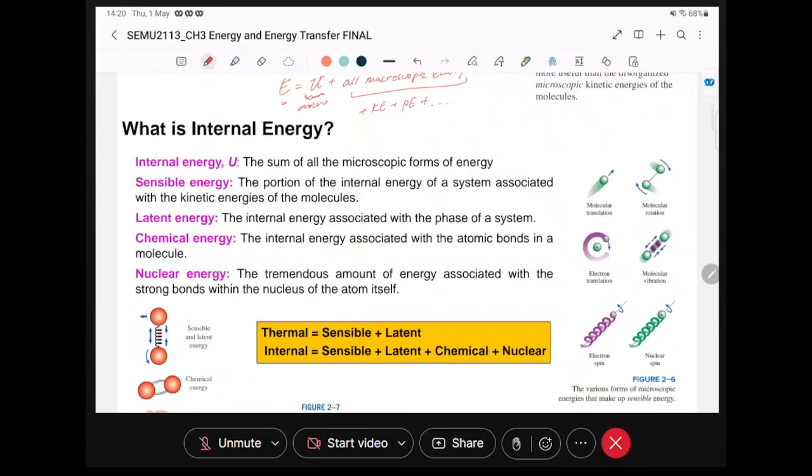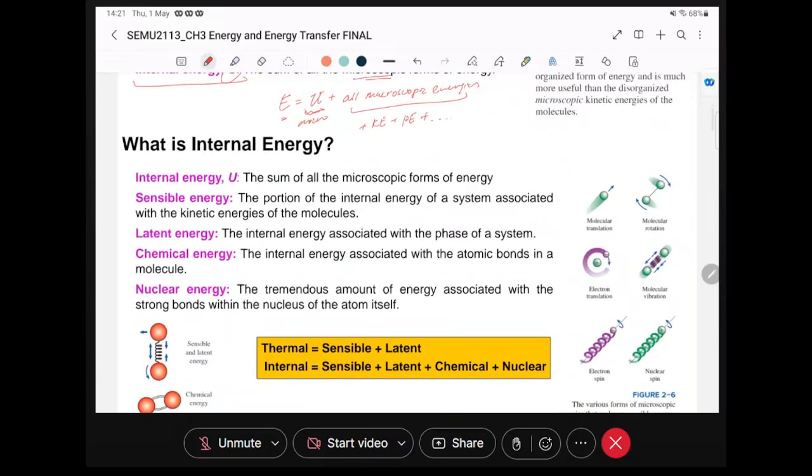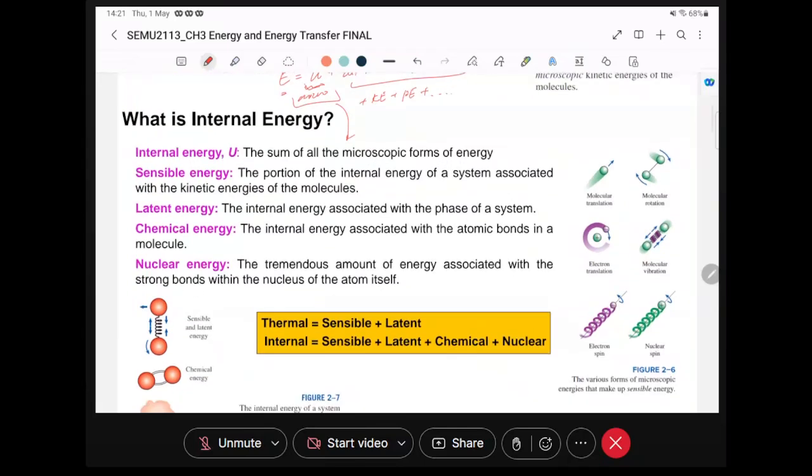Okay, and let's go into the internal energy slightly. Even though it's not so much our concern, it's good to know, because moving forward, there might be some internal energy terms that interest us. Okay, so internal energy is the sum of all the microscopic forms of energy.